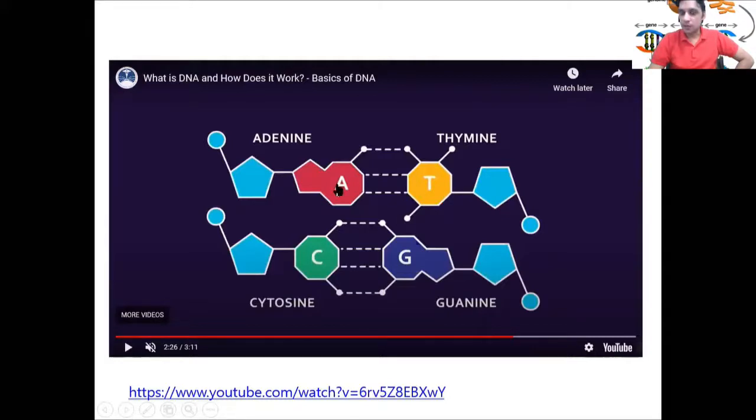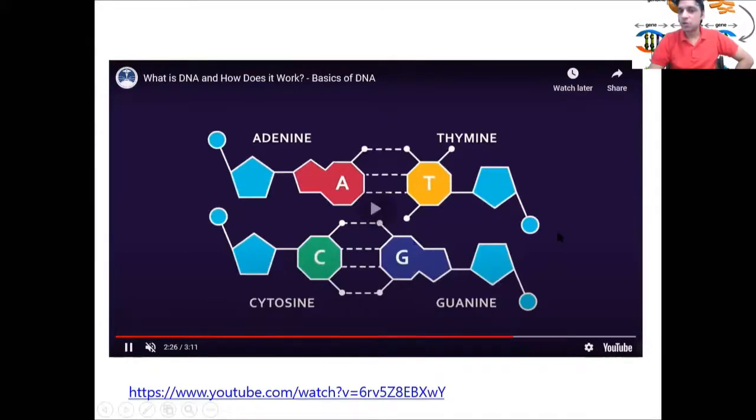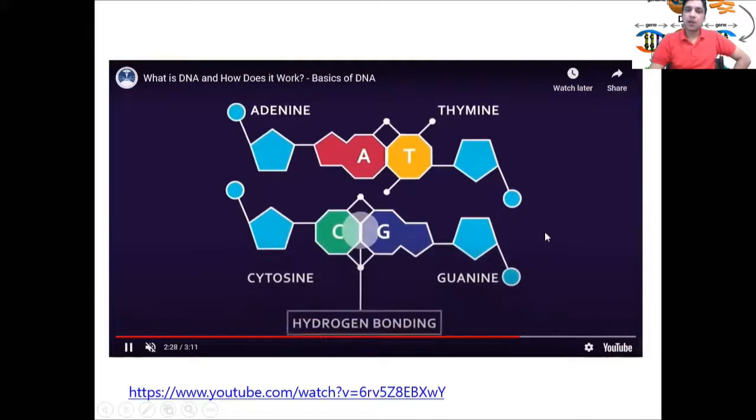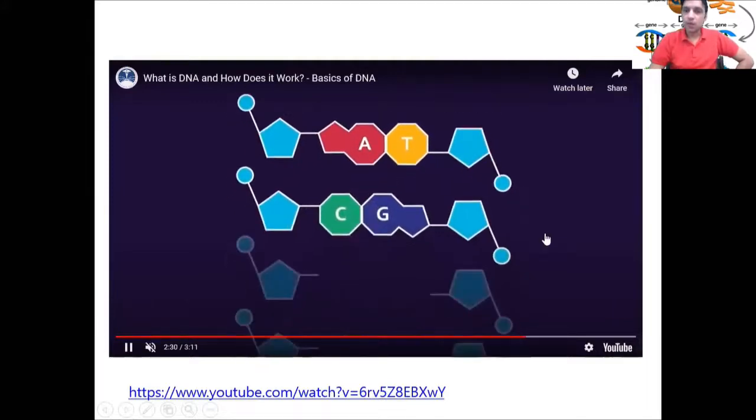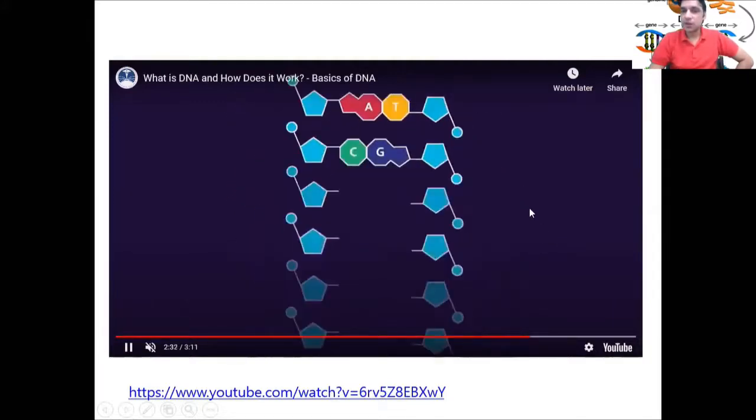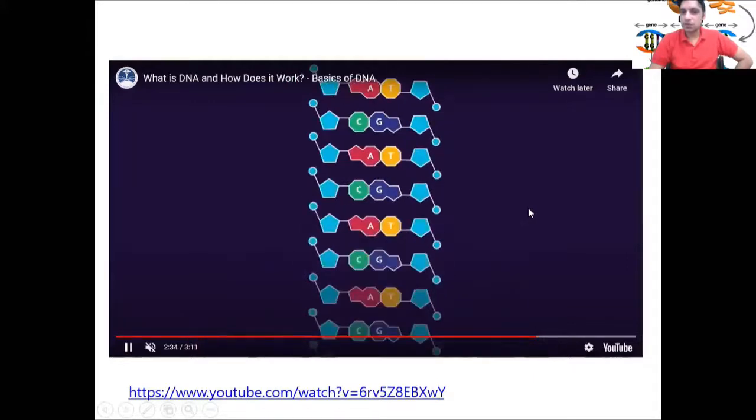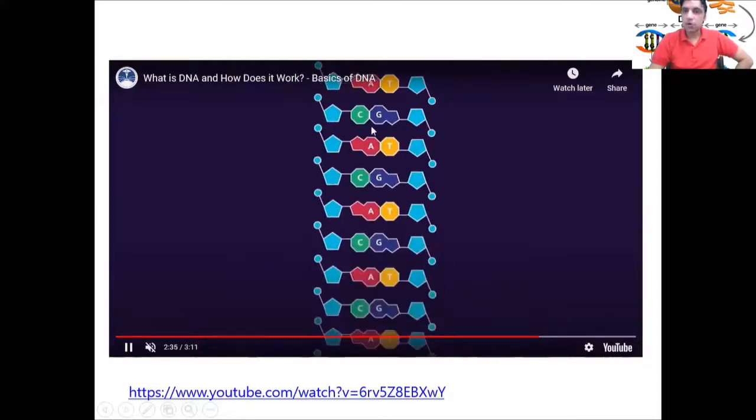Every A here will be complemented by T. Every C here will be complemented by the G on the other strand. And they bind and grow to create the double-stranded DNA. And that is how the structure of DNA constitutes all those base pairs.